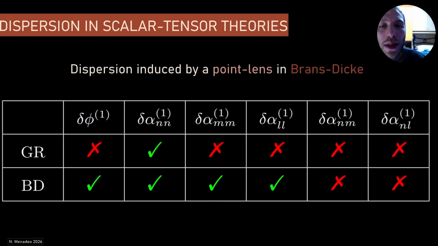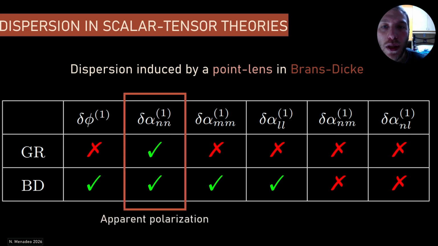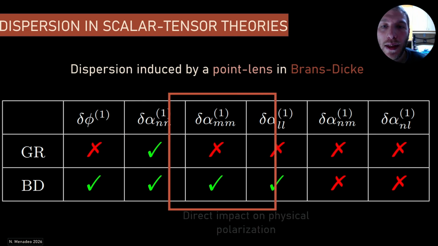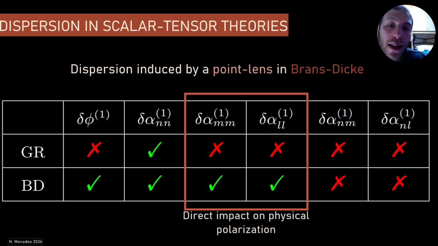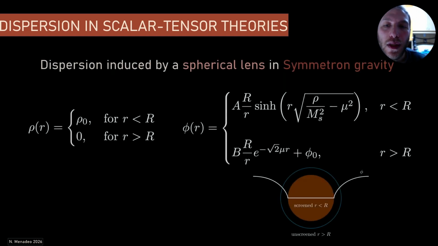Now, this table summarizes all the results we obtained in our first analysis. The first important feature for us is the appearance of this apparent polarization, this NN mode, which is also present in GR, and it's a direct consequence of the loss of transversality between the propagation direction and the amplitude, of course, in the beyond geometric optics regime. But most importantly for us is that we found corrections that directly affect the physical gravitational wave polarizations, which are absent in GR, and these aspects mark a profound difference between GR and modified gravity.